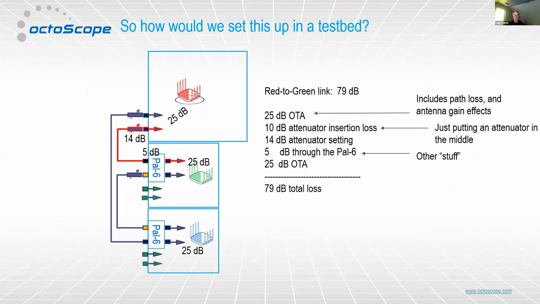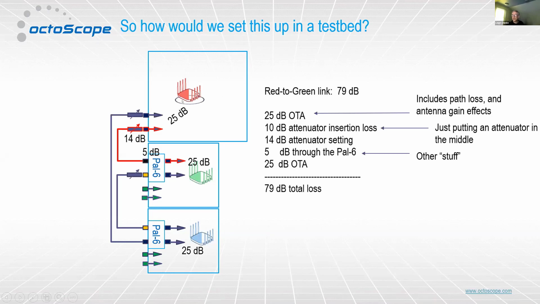So what we wanted to do was model a mesh. And I showed you before the mesh in the real world. We converted that using link budgets into path loss. And now we can understand how we can set up. So for example, here's our 3-node mesh, our red, our green, our blue. And we know that our red to green link was 79 dB.